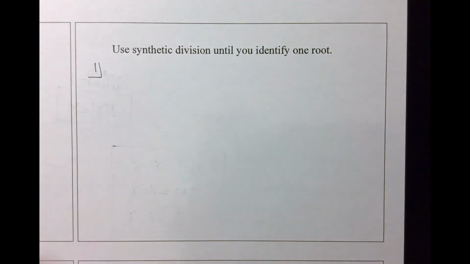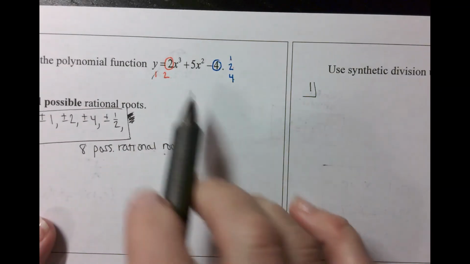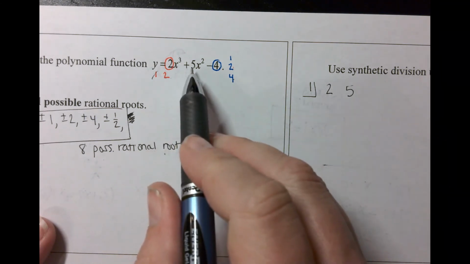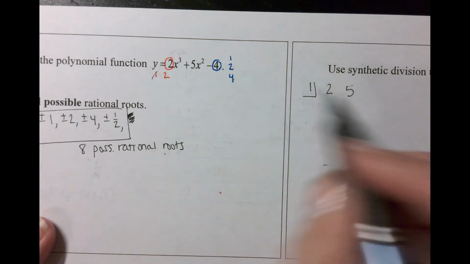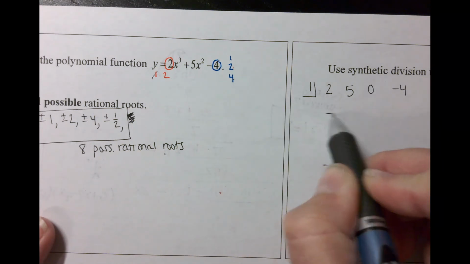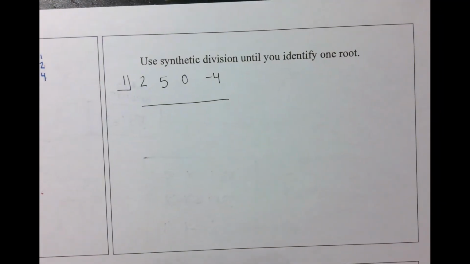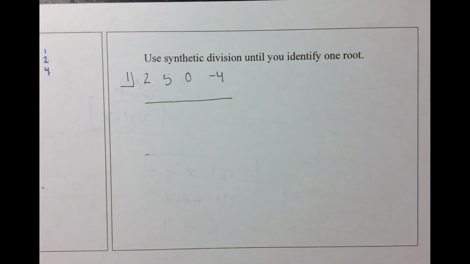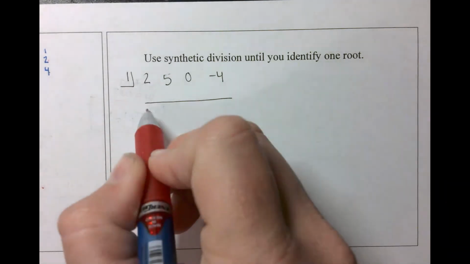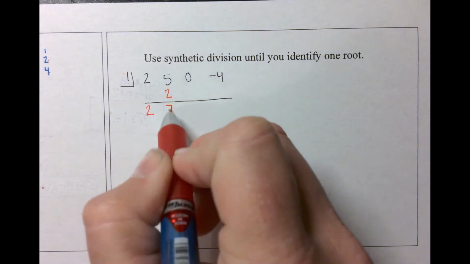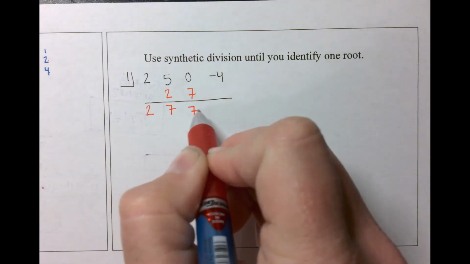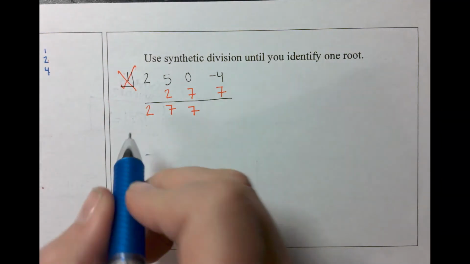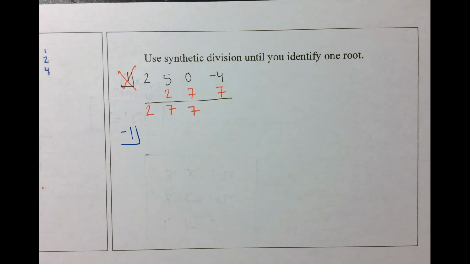Now, we're going to use synthetic division. Look at my polynomial. I have a 2x cubed, a 5x squared, a 0x, don't forget that placeholder, and then a -4. All right, here we go. We are going to drop the 2 and multiply, add and multiply, add, and I already see I'm not going to get a remainder of 0, so that one doesn't work. So I'm just going to move on with my list.